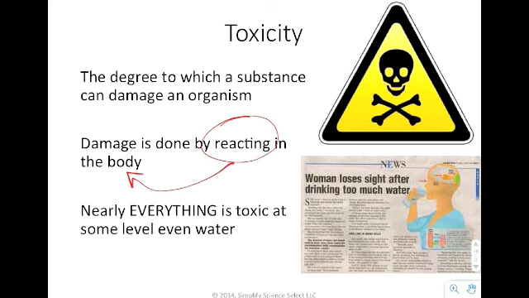Now, just so you know, everything is toxic at some level, even water. And you see an example of this is the woman loses sight after drinking too much water. There's also examples of people dying from something called water toxicity. So every substance that you consume is going to be toxic at some level. Now, there are some things like lead, which are toxic at very, very small levels, and there are things like water, which are toxic only whenever you consume a vast, vast amount.